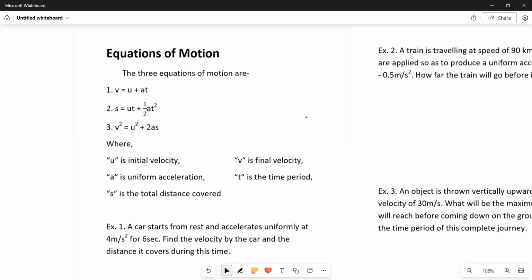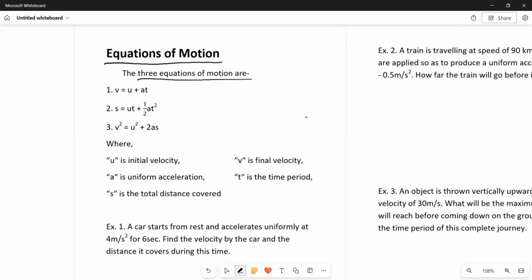Different types of graphs for different types of cases, like when the object was at rest, uniform motion, accelerated motion, uniform acceleration. We also saw the difference between zero acceleration and constant acceleration, right? So now we'll be starting with our equations of motion. There are a total of 3 equations of motion.